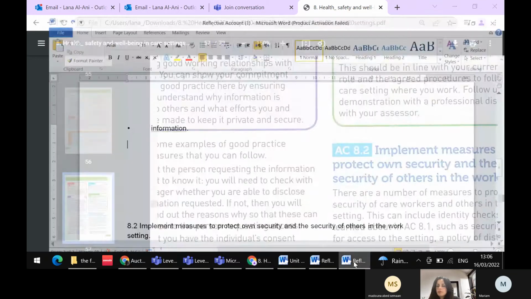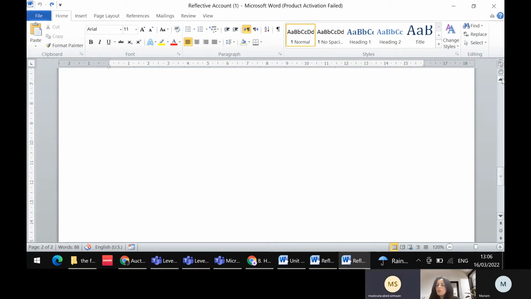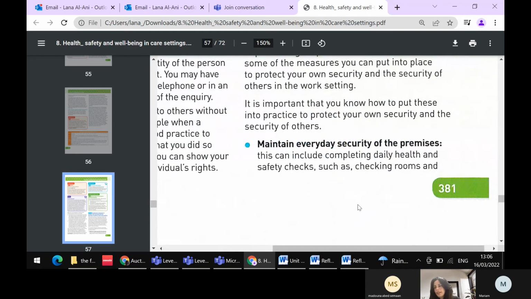Now, implement measures to protect own security and the security of others in the work setting. So how would you protect your own security and other people's security at work? This is the last question, by the way. So what are the measures to protect your own security and other security? We always have to do door safety. Very good, excellent. That's very important. They always have to make sure that they have the camera secured.